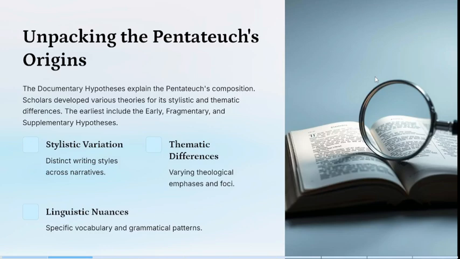Lastly, we have the priestly source, which is characterized by its focus on priestly matters such as rituals, laws, and genealogies, and it is believed to have been written during or after the Babylonian exile in the 6th century BC. So now the priestly source provides detailed instruction on the construction of the tabernacle, priestly rituals, and the laws governing Israel's worship. And in addition to these primary sources, some scholars propose the existence of earlier sources that may have contributed to the Pentateuch's composition.